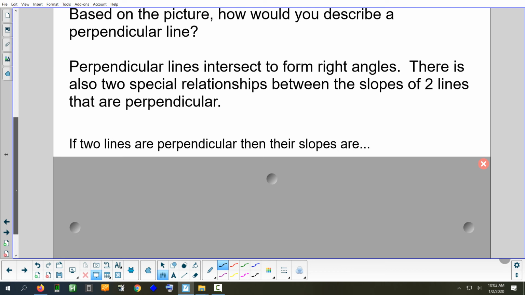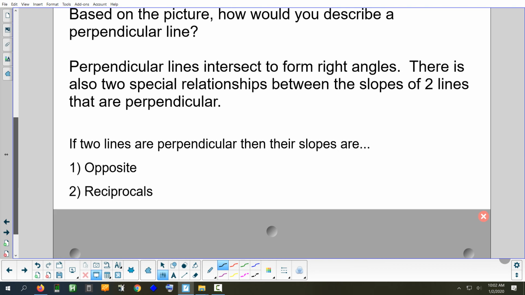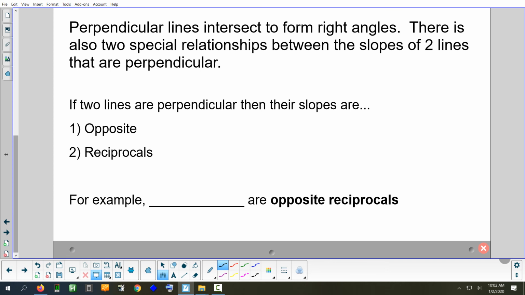If two lines are perpendicular, their slopes have a connection. They're not the same slope. Same slope would be parallel. The slopes are what we call opposite reciprocals. Opposite reciprocals. So on line 1, you want to put opposite. There's actually a lot of extra space there. And on line 2, you want to put reciprocals.